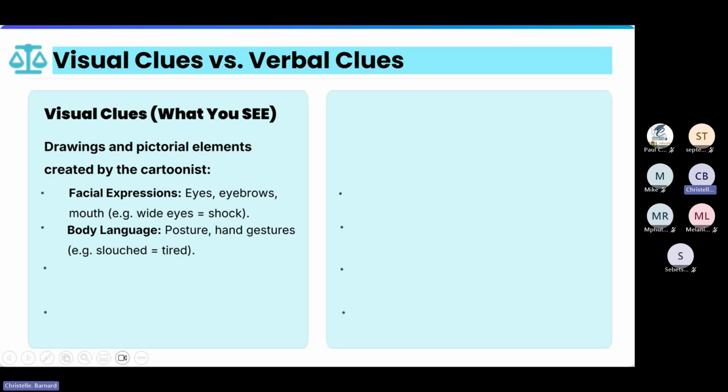Are your shoulders slouching forward? What are you doing with your body? So that's also verbal clues. Then the next one we said are action lines or movement lines.